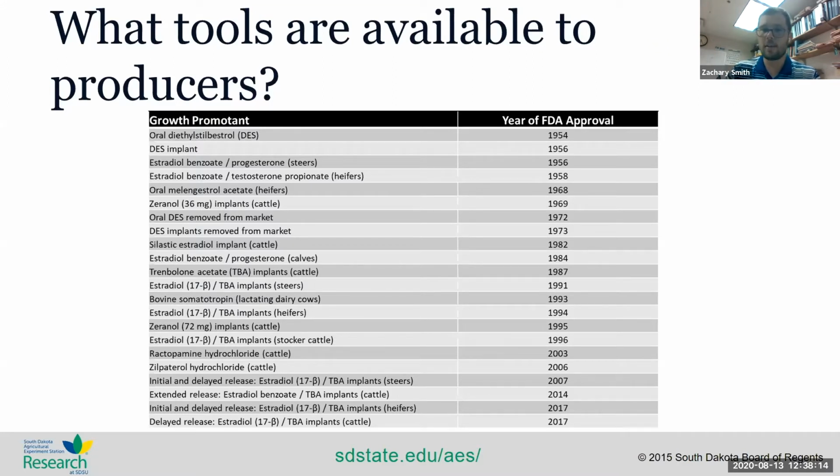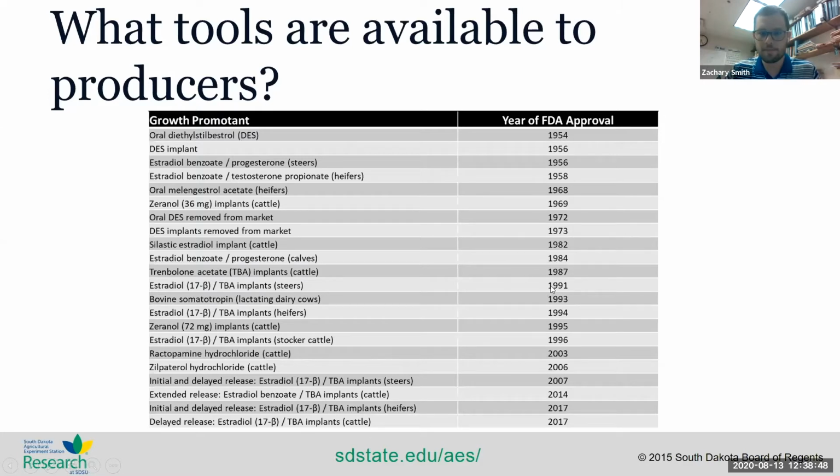But we start with oral DES, then DES implant, and then here we have an estrogen progesterone implant. This would be the pioneer product of Synovex S. It's still produced today. We can move into some other technologies. We're not going to talk about melengestrol acetate, but this is used to suppress estrus in heifers and can also increase circulating concentrations of estrogen, and the net effect is increased growth.